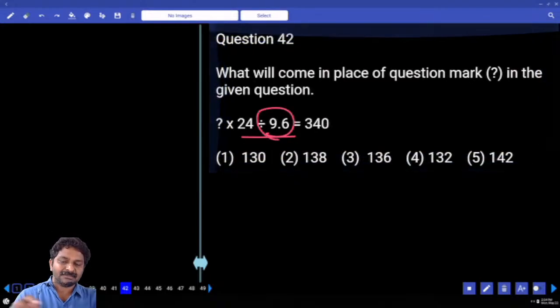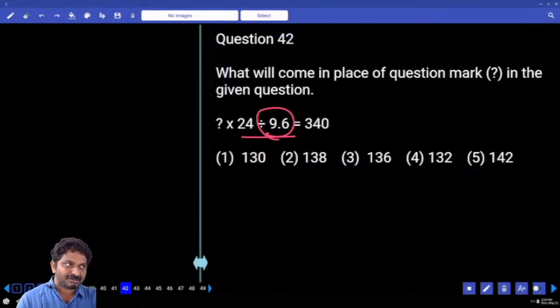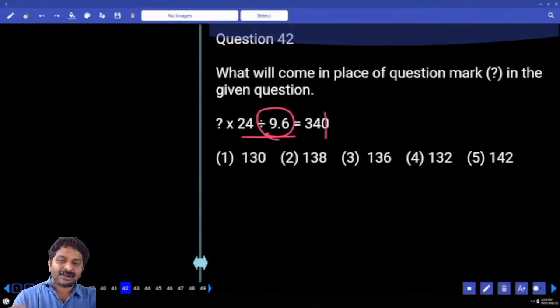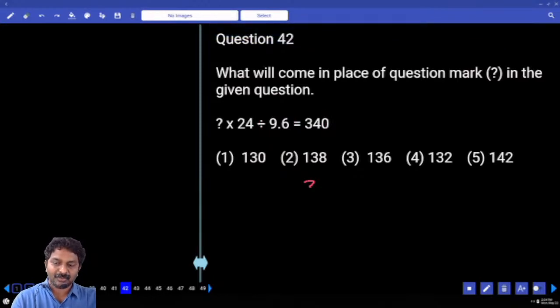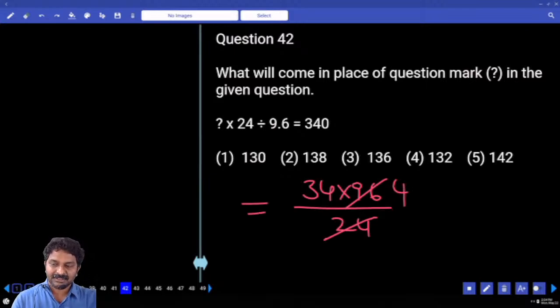Now the division symbol goes to the right hand side and becomes multiplication. 0 and decimal I'll cancel, so I'll write numerator 34 into 96 divided by 24. How many times? Answer ends with how many?